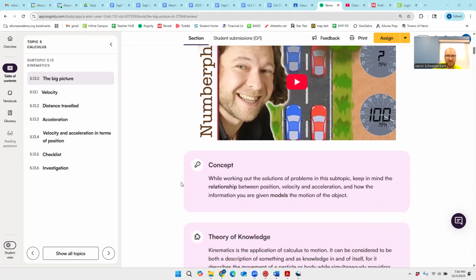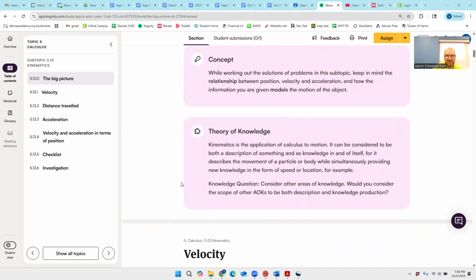Concept. While working out the solutions of problems in the subtopic, keep in mind the relationship between position, velocity, and acceleration, and how the information given models the motion of an object. They are only models. Remember that velocity is the derivative of position, and acceleration is the derivative of velocity.